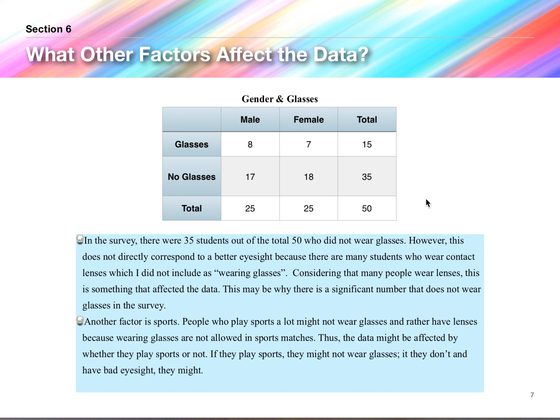Another factor is sports. People who play sports a lot might not wear glasses and rather choose lenses, because wearing glasses is not allowed in sports matches. Thus, the data might be affected by whether they play sports or not. If they play sports, they might not wear glasses. If they don't and have bad eyesight, they might.